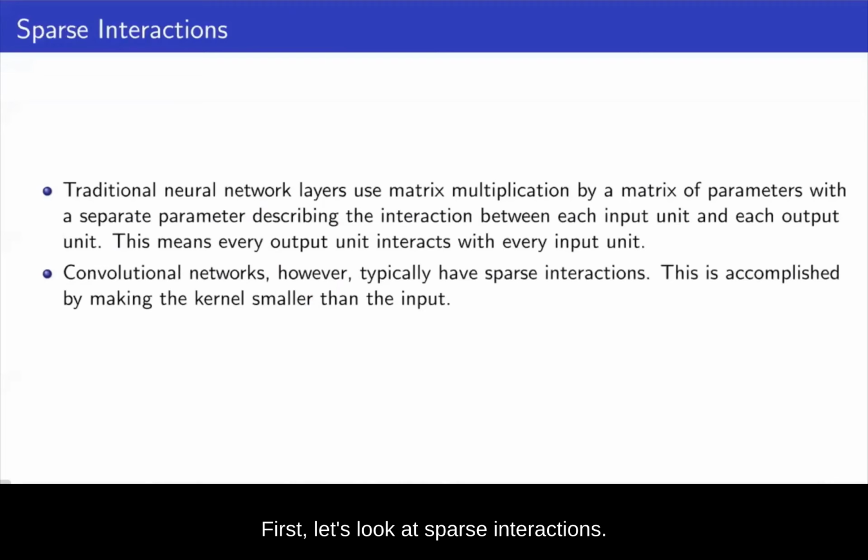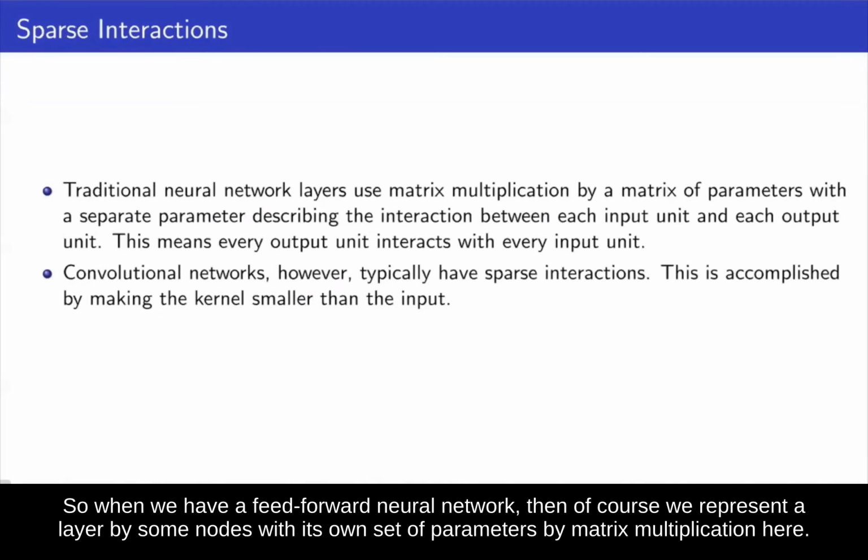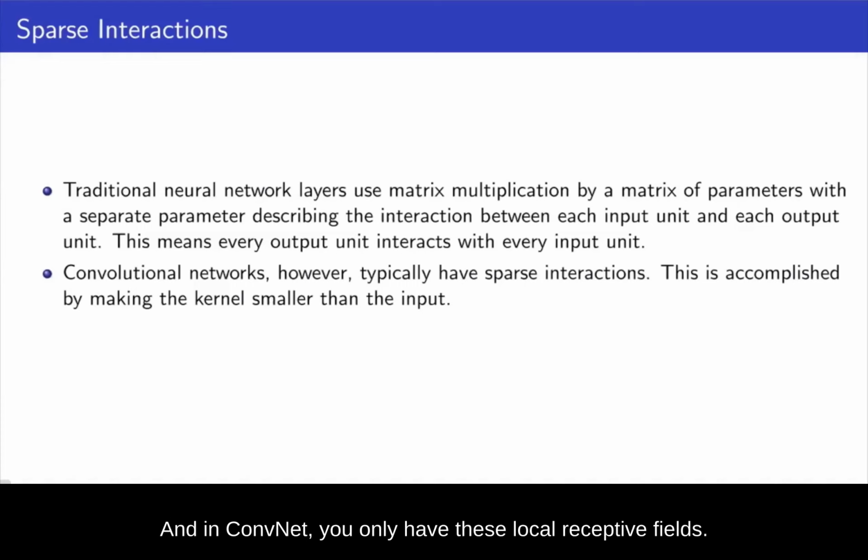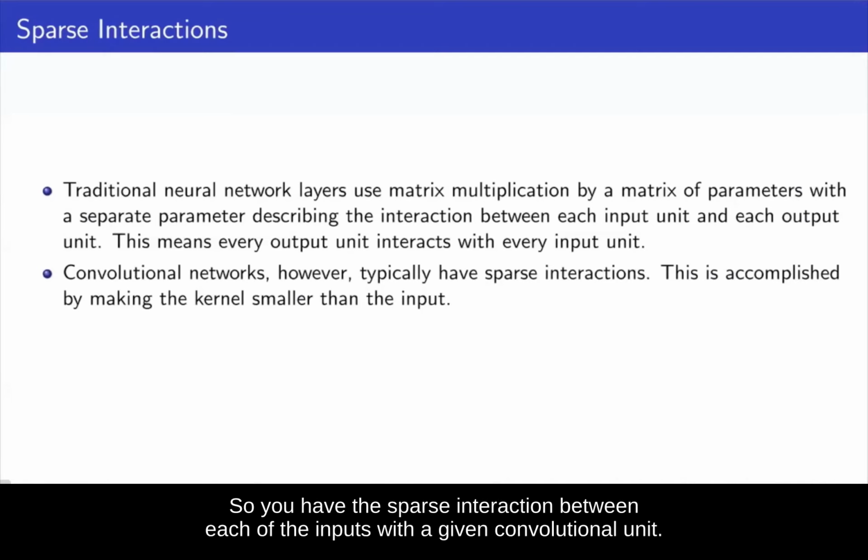First, let's look at sparse interactions. When we have a feed-forward neural network, we represent a layer by some nodes with its own set of parameters by matrix multiplication here. And we have a separate parameter describing how a given input interacts with each output unit. And in convnets, you only have these local receptive fields. So you have the sparse interaction between each of the inputs with a given convolutional unit.